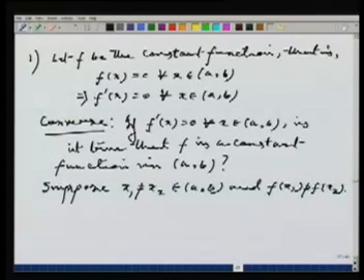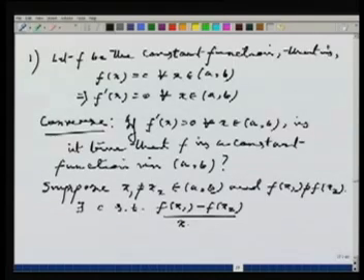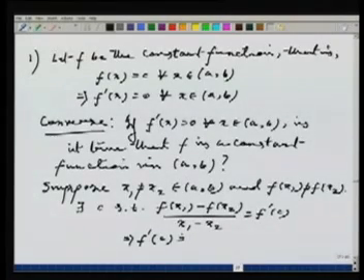Then I know by mean value theorem there exists c such that (f(x1) minus f(x2)) divided by (x1 minus x2) equals f'(c). Now, since f(x1) is not equal to f(x2), the left hand side has to be non-zero because x1 is not equal to x2. This would imply that f'(c) is not equal to 0. But this is a contradiction because I said that f' vanishes everywhere.